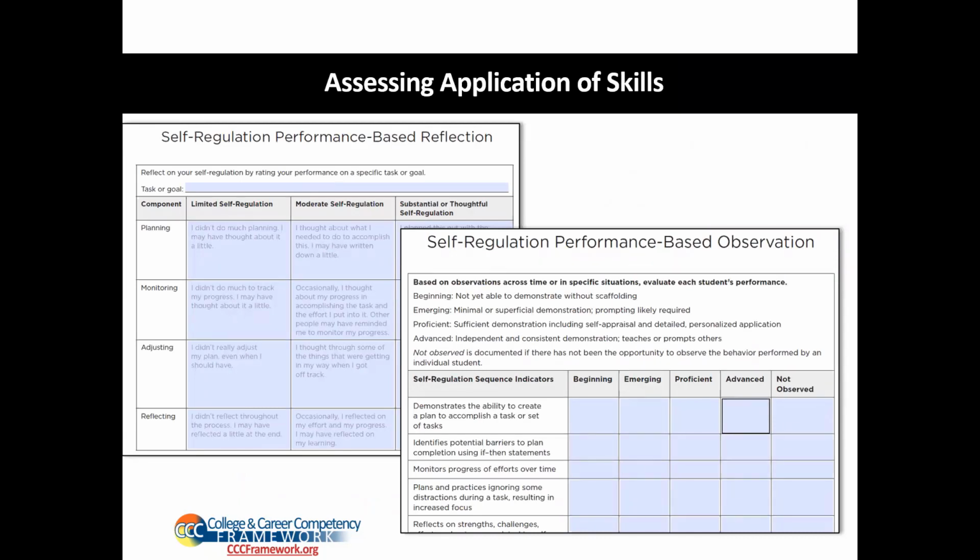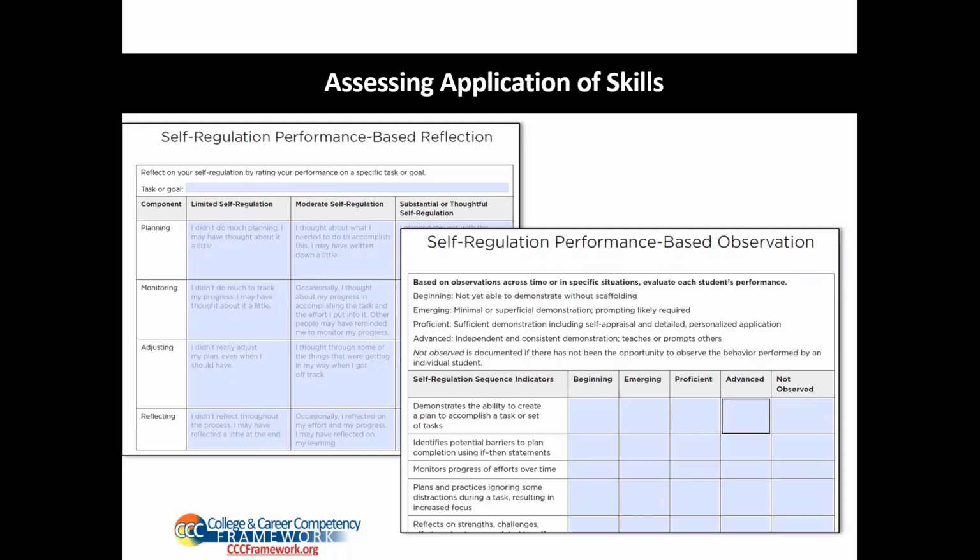Are students applying their skills across environments and endeavors? The performance-based reflection promotes students' reflection on their demonstration of self-regulation behaviors within authentic situations. This 4-item rubric guides students to determine the quality of their planning, monitoring, adjusting, and reflecting related to a specific task or project.